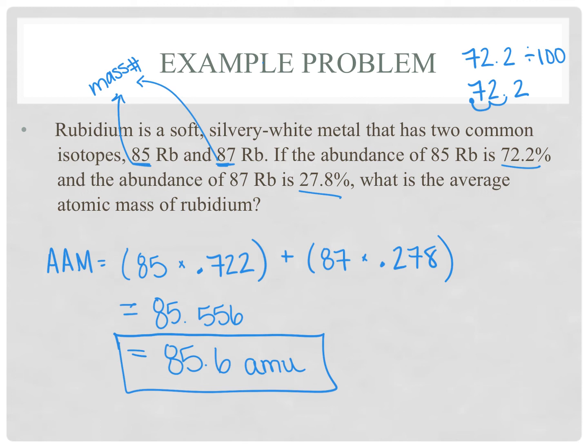Okay, and then when you're done, you can check your answer a little bit. Let's see if it makes sense. It should be an average somewhere between 85 and 87. Does that number fit within that range? And then it's also going to be closer to the isotope that's more abundant. So 72.2% of rubidium exists with a mass of 85, whereas only 27.8% exists with a mass of 87. So does it make sense that this number is closer to 85? Those are things you can think about to see if your work is making sense. So since this one's more abundant, your number should be closer to 85. And is it?